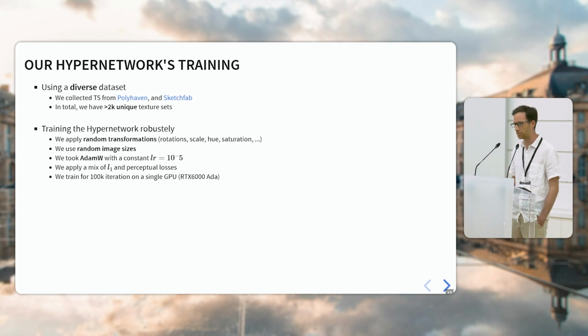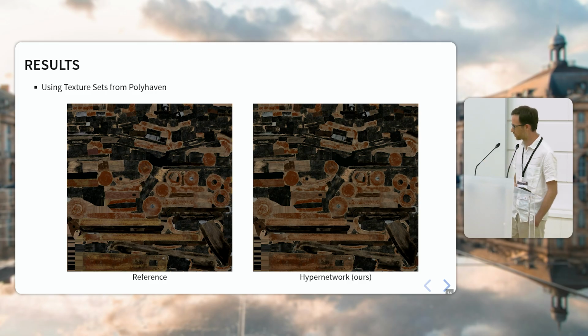And then we use random image size during batching to train the neural network to be robust against different resolution sizes. And the rest of it is very, very straightforward. It's just Adam with weight decay and a constant learning rate. The loss is just a blend with equal weights of L1 and perceptual loss, and it's trained on a single GPU, so you don't need a very big cluster for that as well, so that's fine, and with a reasonable number of iterations.